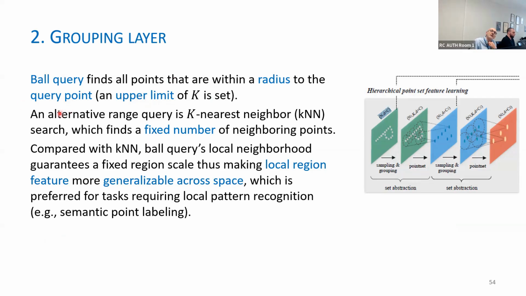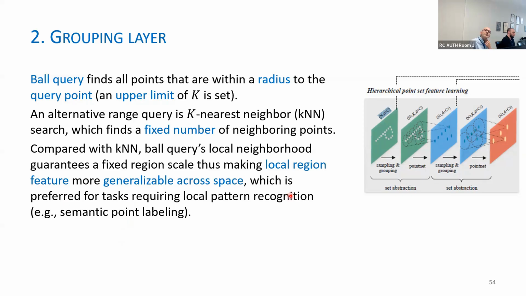Indeed, this is the solution that I mentioned, the ball query. So, all the points that are within a radius, actually, not all, but the number of points is limited to a value which is k. So, they are the closest k points. And the alternative, as I mentioned, is to use k-nearest neighbors, so the closest k points.